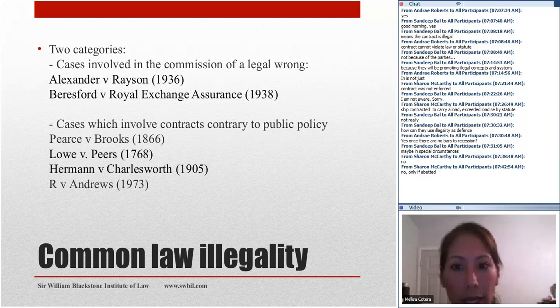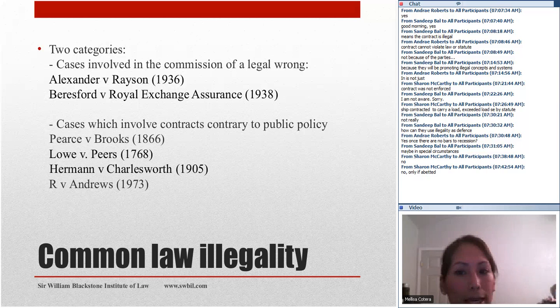Also, contracts which are found to be prejudicial to family life are affected by illegality. Okay, because society protects family. So if there is a contract against family life, public policy will be affected, and the society per se will be affected as well.